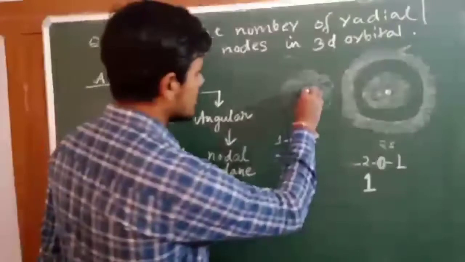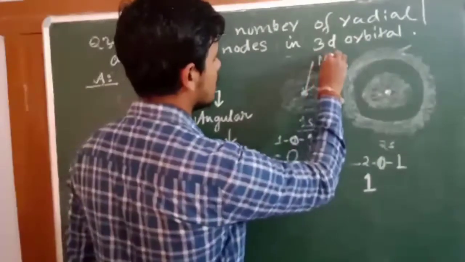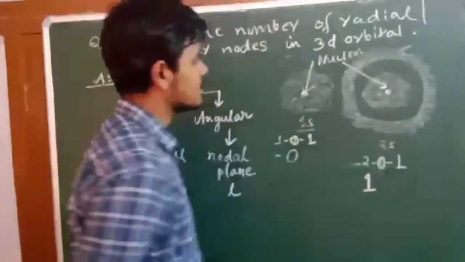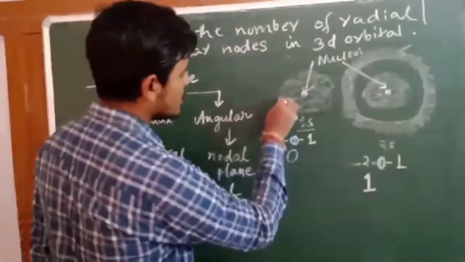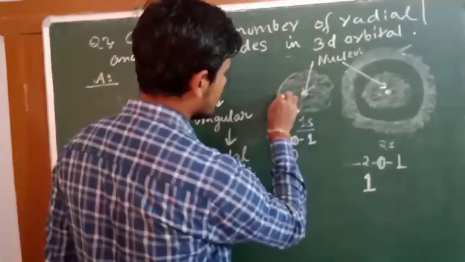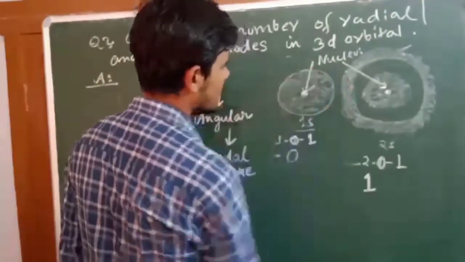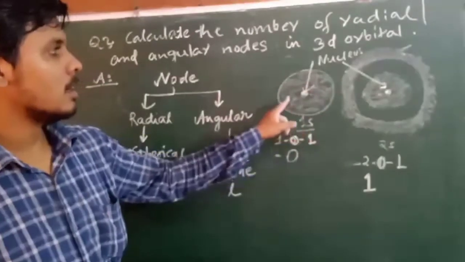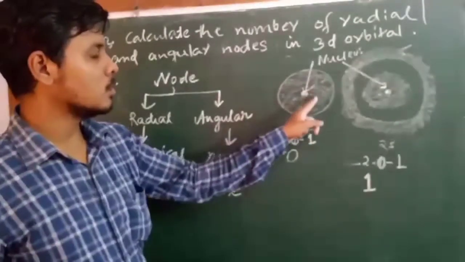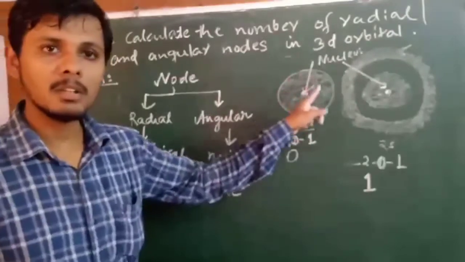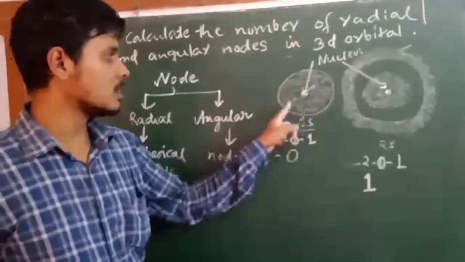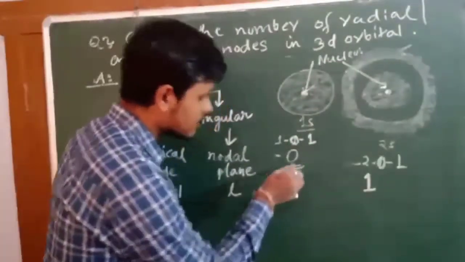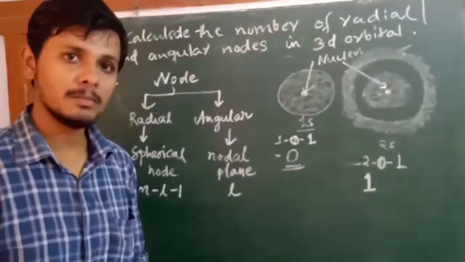So if this is the nucleus, there is electron density around the nucleus, and if this is the orbital as a whole, there is no spherical region around the nucleus where the probability of finding an electron is zero. That means we are getting zero radial nodes.